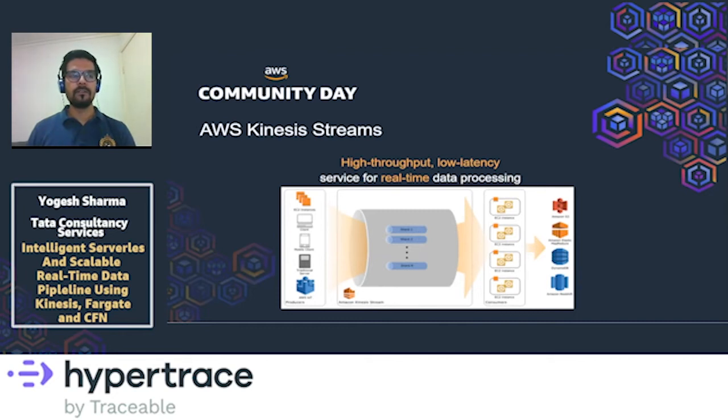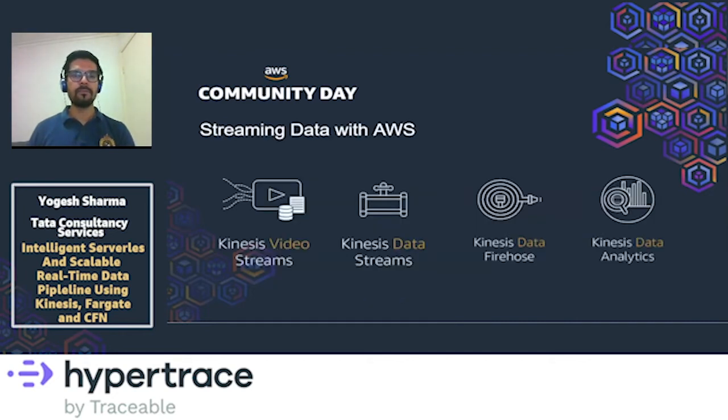In terms of streaming data services with respect to AWS, the Kinesis flavor, there are typically four services: Kinesis Video Streams, Kinesis Data Streams, Kinesis Data Firehose, and Kinesis Data Analytics. Video Streams is something that we are not going to discuss in this particular session, but it deals with incoming data in the form of video streaming data. Now coming to Kinesis Data Streams, it is a scalable, durable, real-time data streaming service that can continuously capture gigabytes of data from hundreds or thousands of different resources.